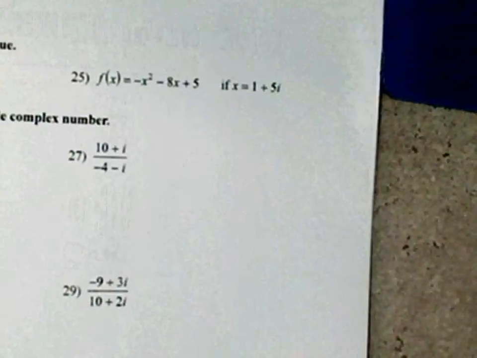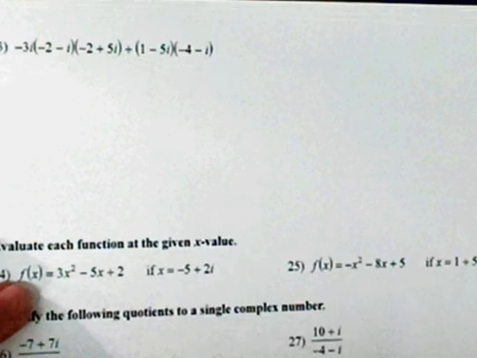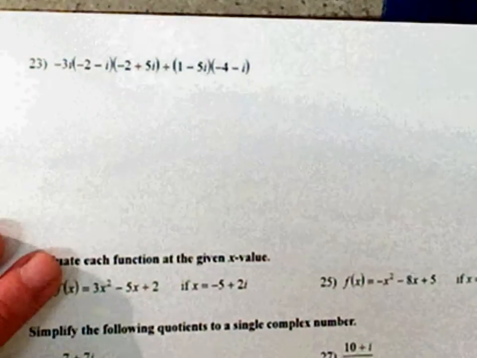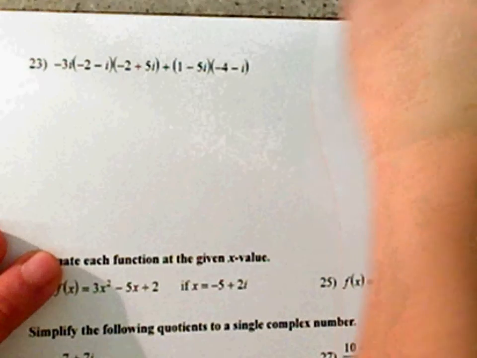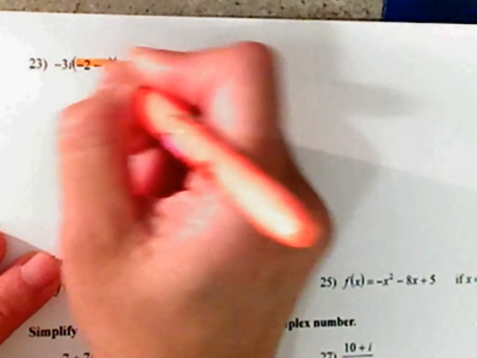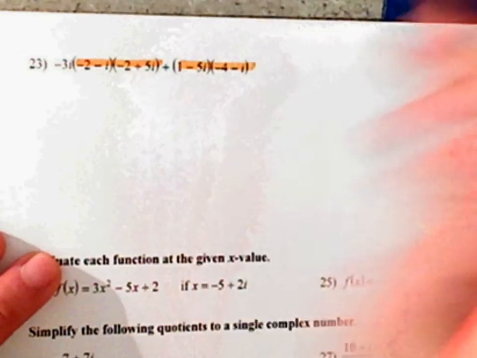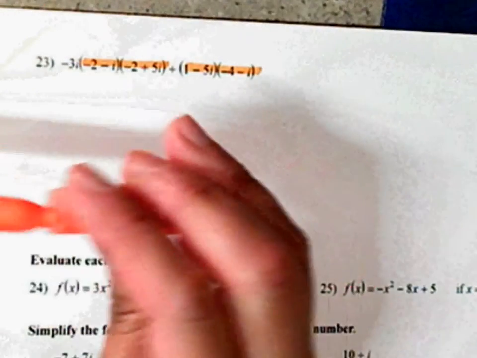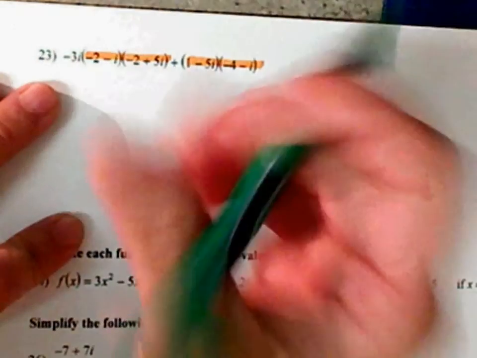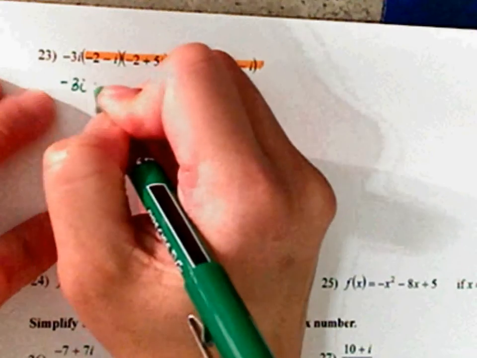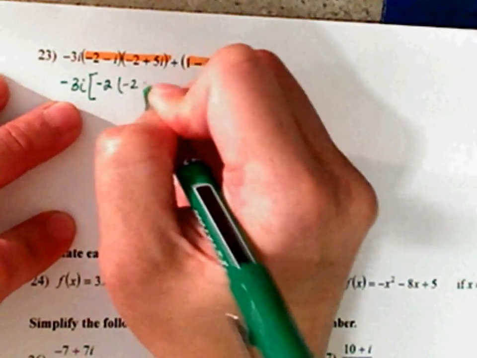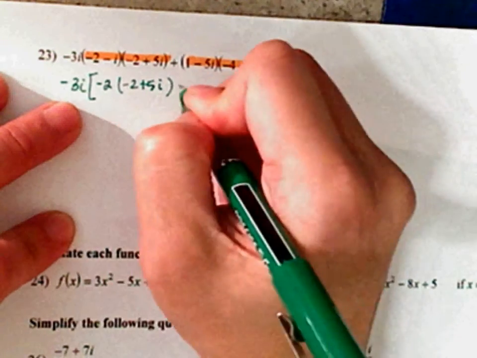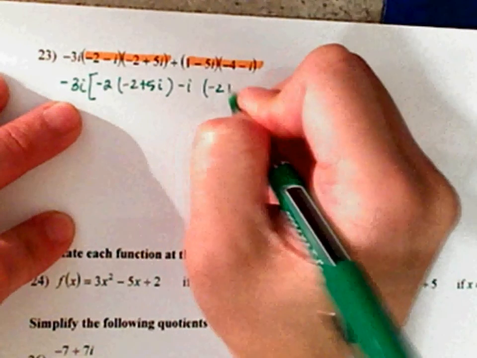Number 23. Okay. Continue on. Now what I would do is I would probably multiply these two together first, and then these two together, and then I would combine like terms. Okay? So I'm going to bring down my negative 3i. And let's go ahead and put negative 2 times negative 2 plus 5i minus i times negative 2 plus 5i.